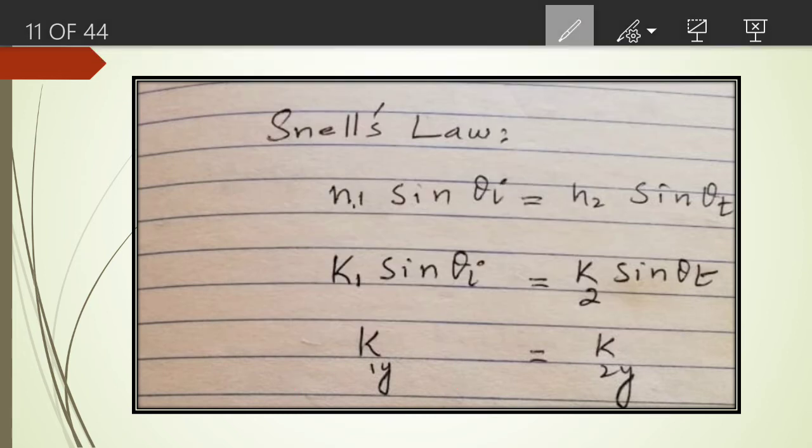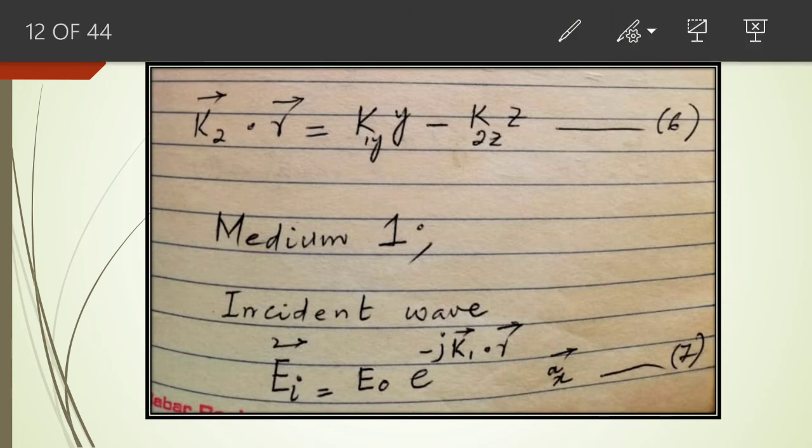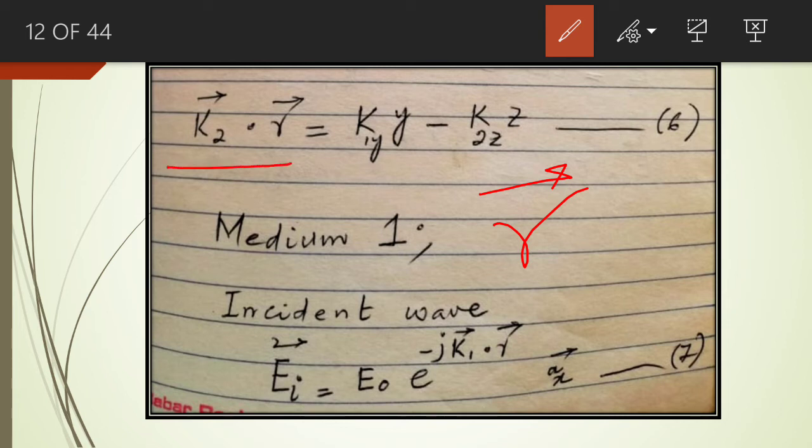So let us consider the scalar product of k2 and r. You know, vector r has three components. It has a component along x-axis, it has a component along y-axis, and it has a component along z-axis. So the scalar product of k2 and this three-dimensional distance vector r will give you k1y y minus k2z z.